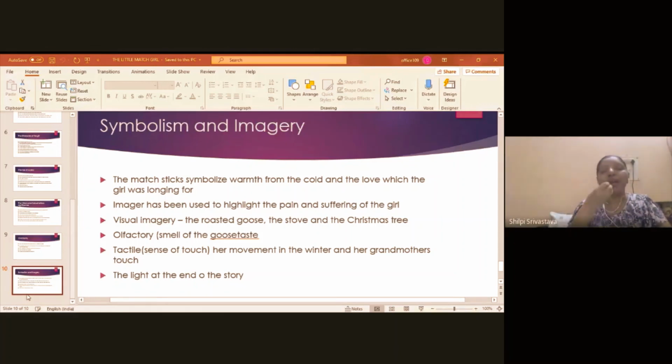Then olfactory is the smell of the goose. Olfactory is the sense of smell. Tactile is the sense of touch. Her movement in the winter, and her grandmother's touch, which finally, she comes and caresses her and then takes her away. The light at the end of the story symbolizes the light of God. So this is all about the little match girl.